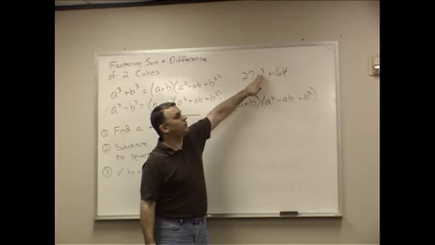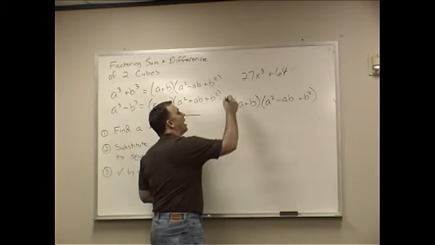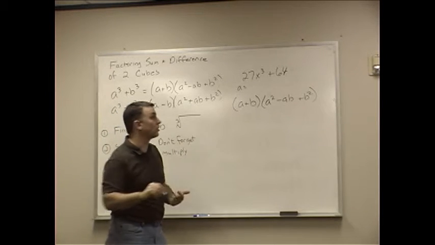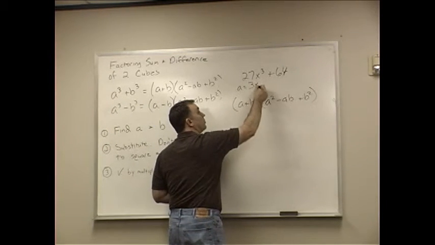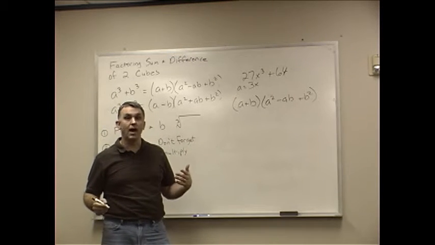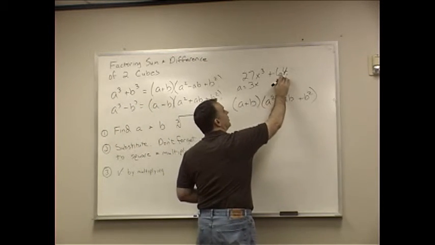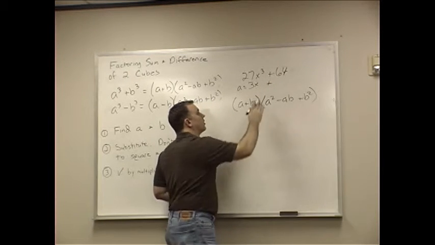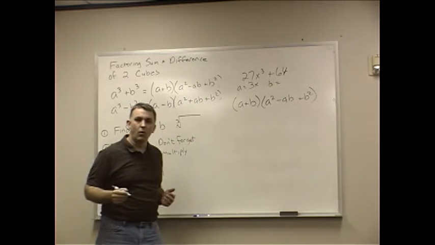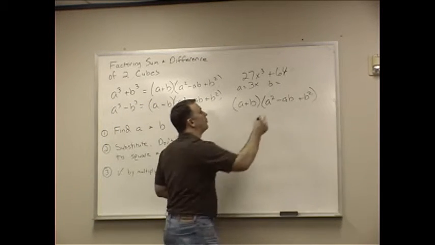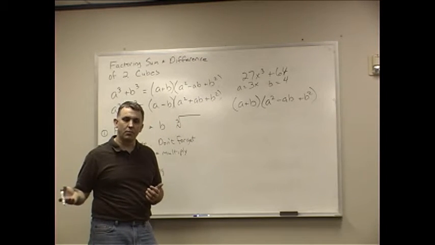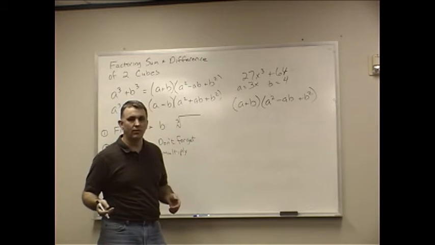Okay, 27x to the third. I hope that you're looking at that and saying, oh, 27, we did 27 earlier. 27 is 3 cubed, so a would be 3x. And we did x to the third earlier, that would be x. And then we've got 64. What number times itself three times will give you 64? I hope that you come up with 4, because 4 times 4 is 16, and when you do the arithmetic, 16 times 4 is 64.